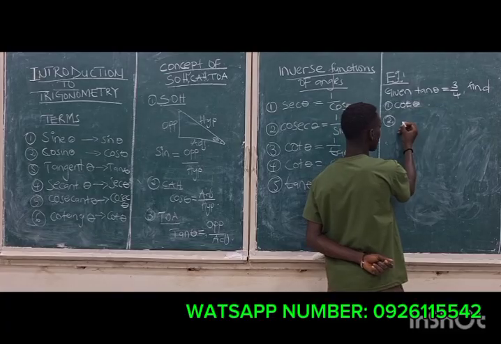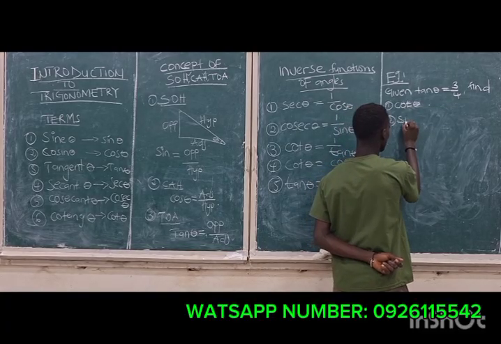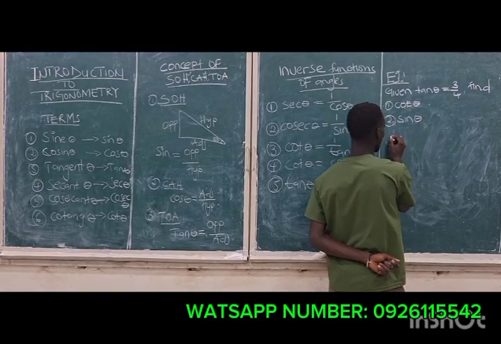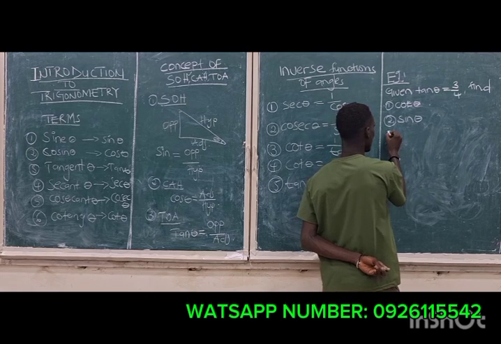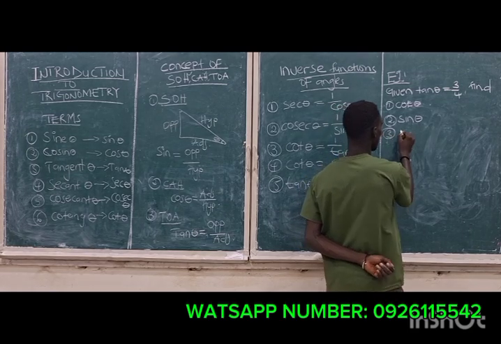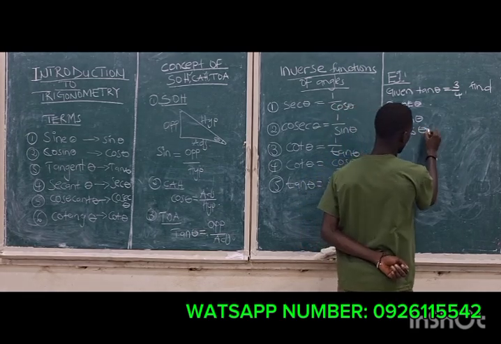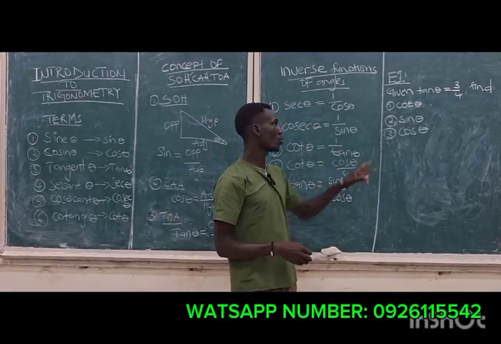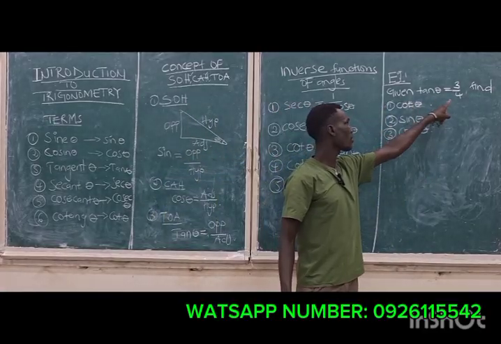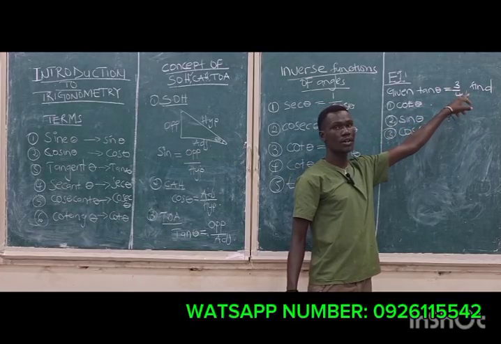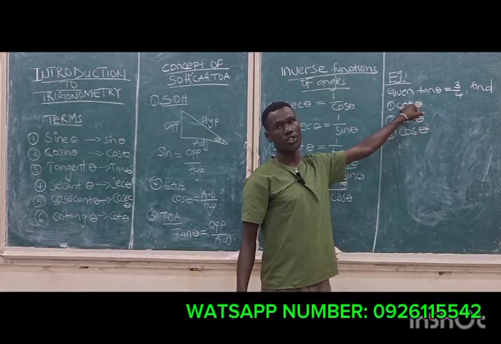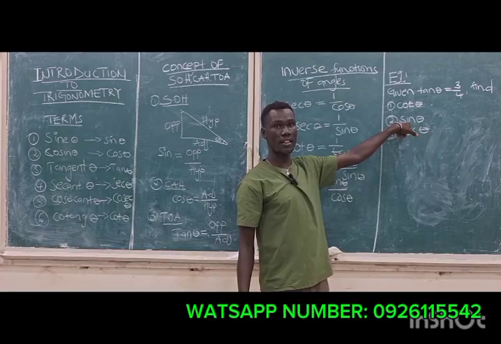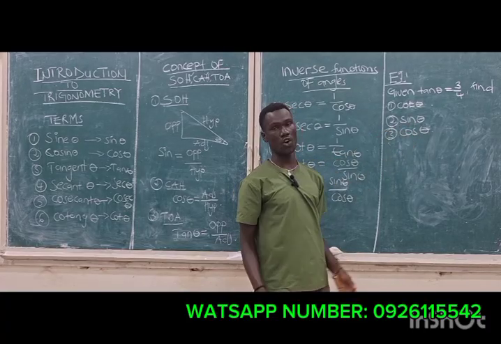2, find sin theta. Then we say 3, we also find cos theta. That is an example that we should also do. Say that given tan theta is equals to 3 out of 4, we are asked to find number 1, cot theta, number 2, sin theta, number 3, cos theta.